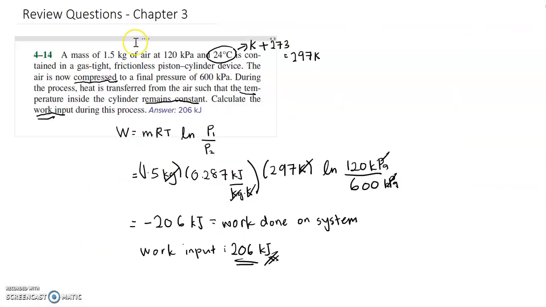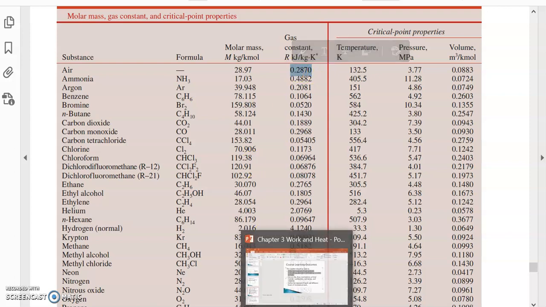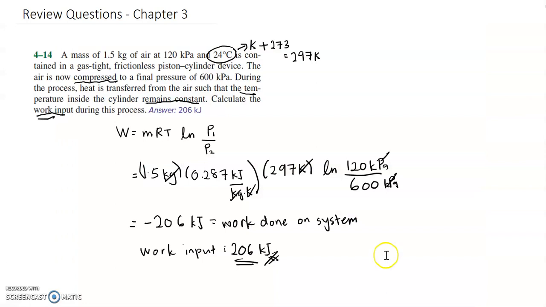first question 4.14, your R, the gas constant for air, here is 0.287, also from Appendix A1. So air is 0.287 kilojoule per kgK. Okay, we continue with the next question.